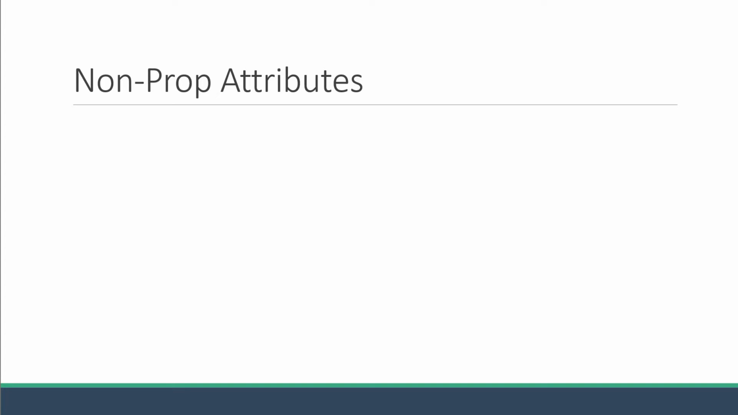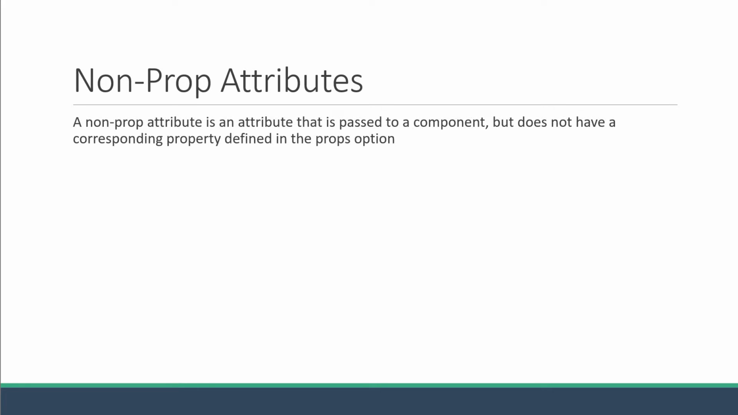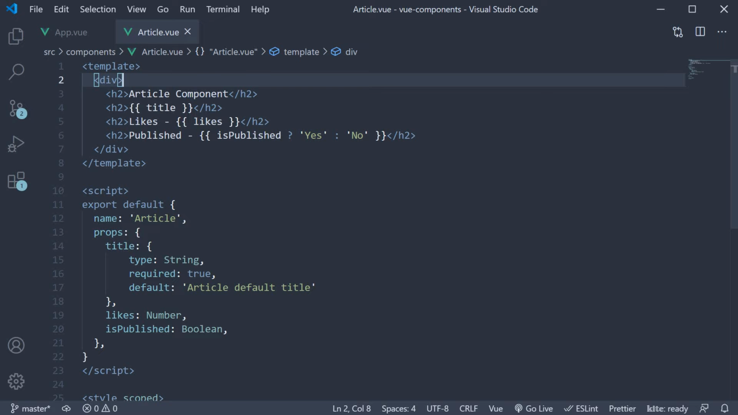In this video, let's learn about non-prop attributes in Vue. A non-prop attribute is an attribute that is passed to a component but does not have a corresponding property defined in the props option. For example, ID, class, and style attributes. They are not custom attributes but can be specified on a component similar to specifying a prop. Let's understand their behavior with an example.